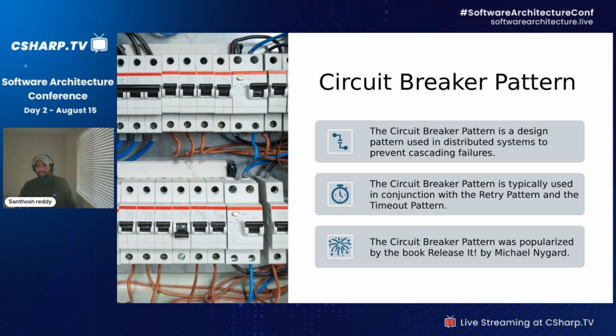But for the cascading failures, which are the non-transient ones, you need to have a system to identify: okay, if I make a call to this continuously, even though the system is down, right? If you're making calls continuously, you're just simply wasting your resources. So that's where the circuit breaker pattern comes into the picture. It is used in conjunction with the retry pattern and the timeout pattern. The beauty of it is that it has three states.